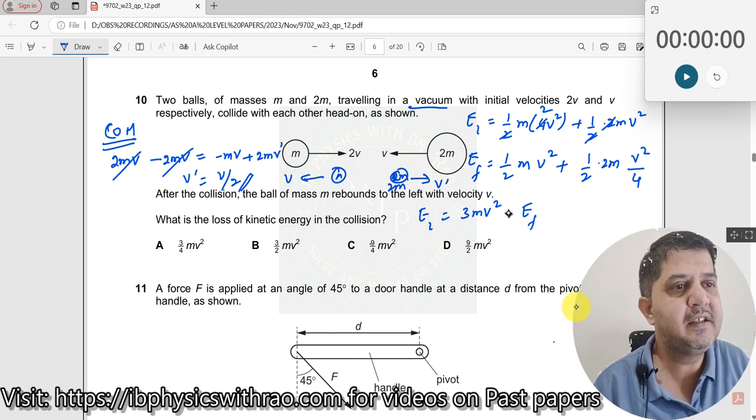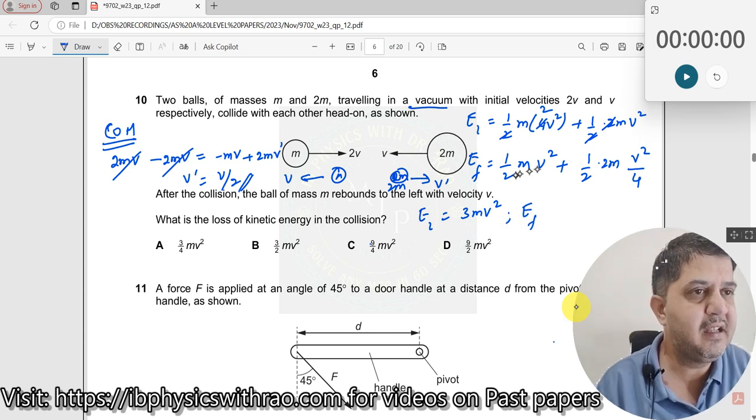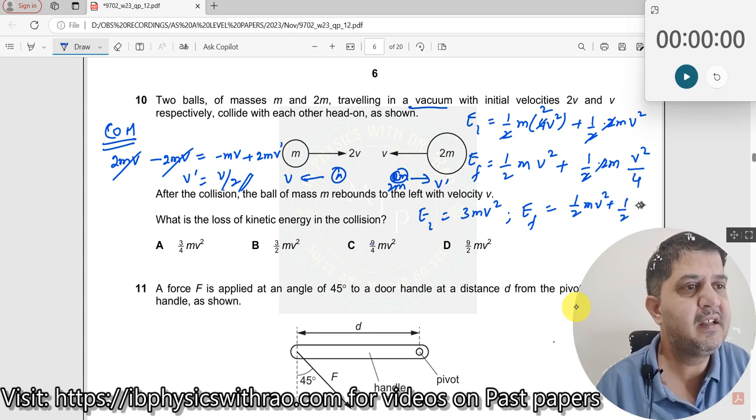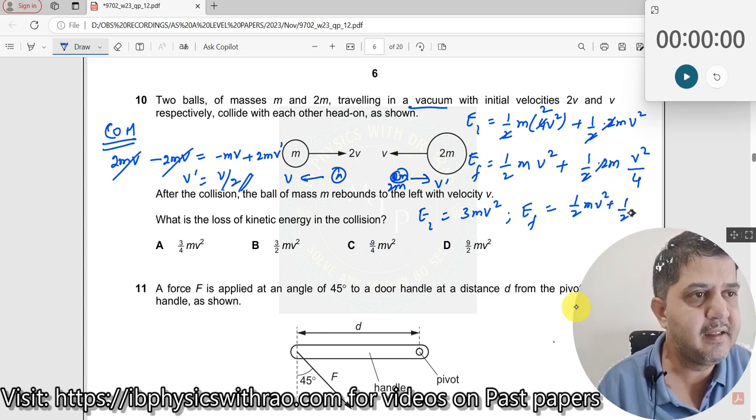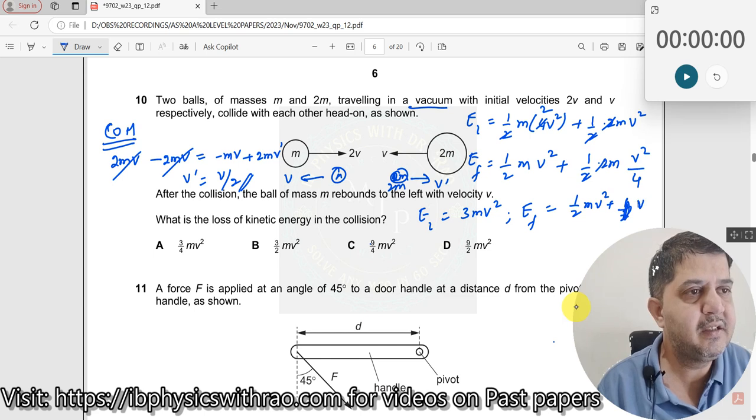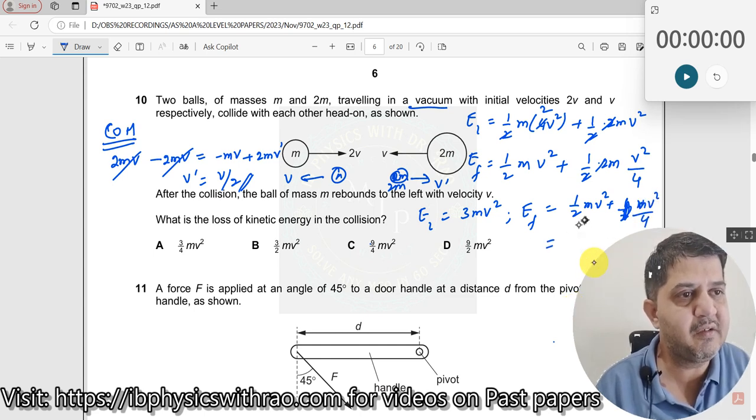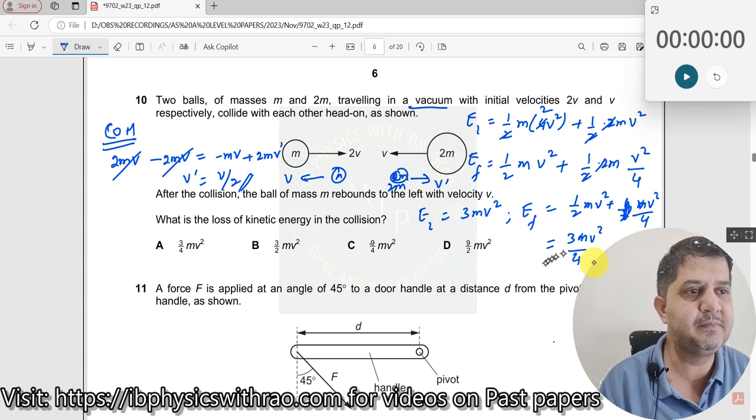Then E final: half mv square plus half into 2m into v square by 4, where the 2 and half cancel, giving mv square divided by 4. So it is half plus 1 by 4 into mv square, which should be 3 mv square divided by 4. This is what we get.